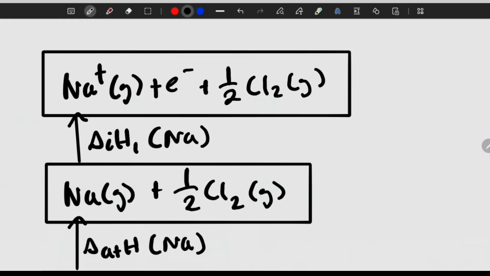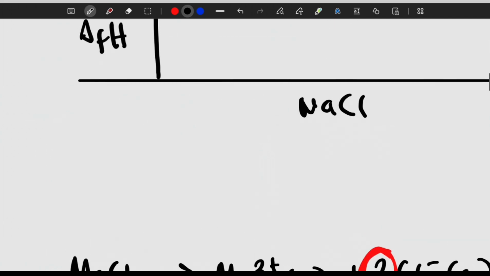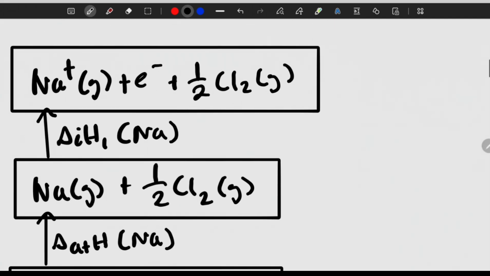Sodium. Okay, so now we have the sodium ion. Now we want the chloride ion, and we want 1 chloride ion because there's only 1 mole of chlorines there. So that's what we want. So if we want to make chlorine a mononegative ion, we have to use the first electron affinity, which is exothermic.